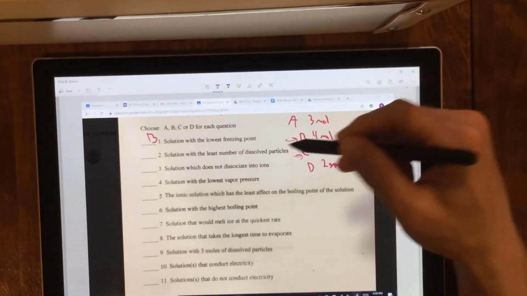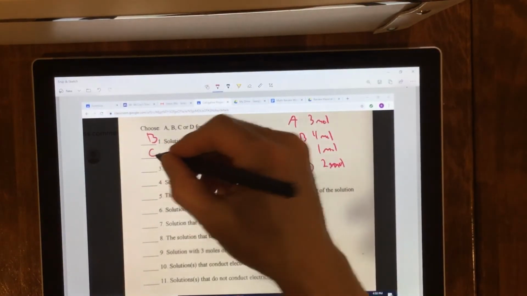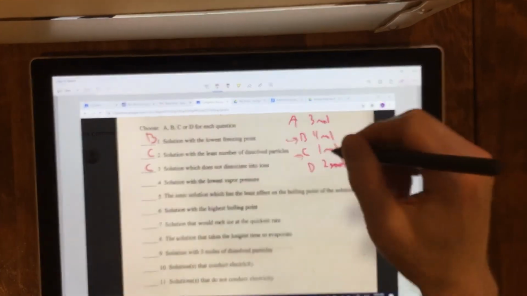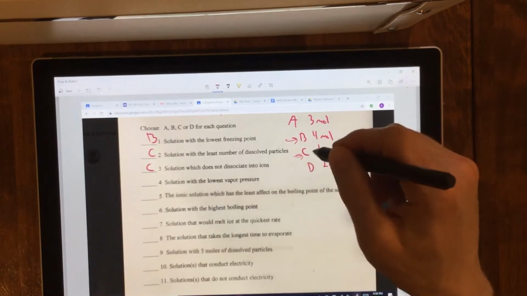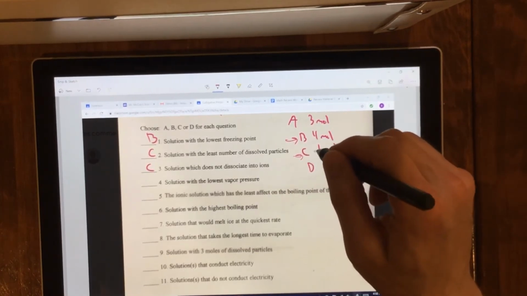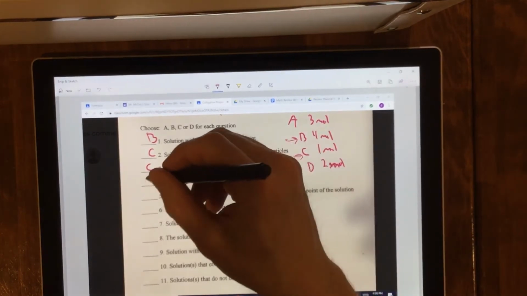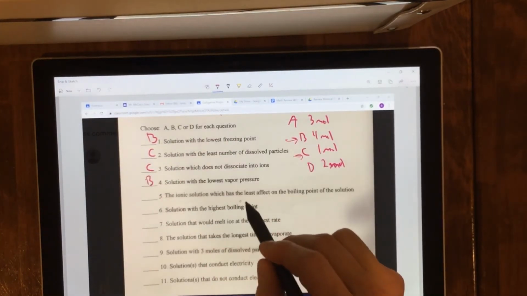Solution with the least number of dissolved particles? That would be C. It only has 1 mole versus 2, 3, and 4. Who does not dissociate? C. It's covalent. No ions. Or molecular, right? Molecular, covalent, same thing. Lowest vapor pressure: most particles, B.